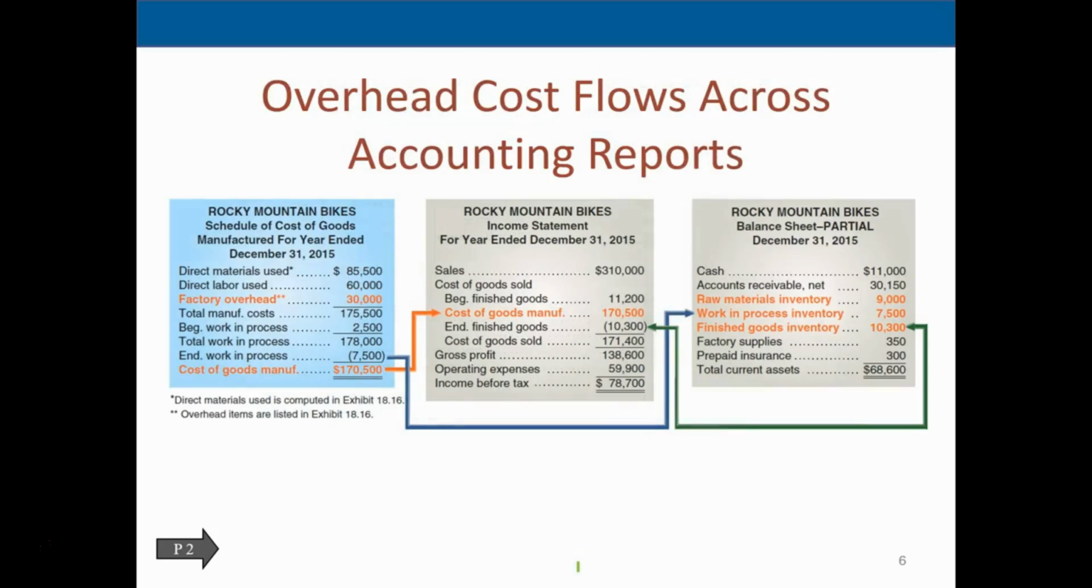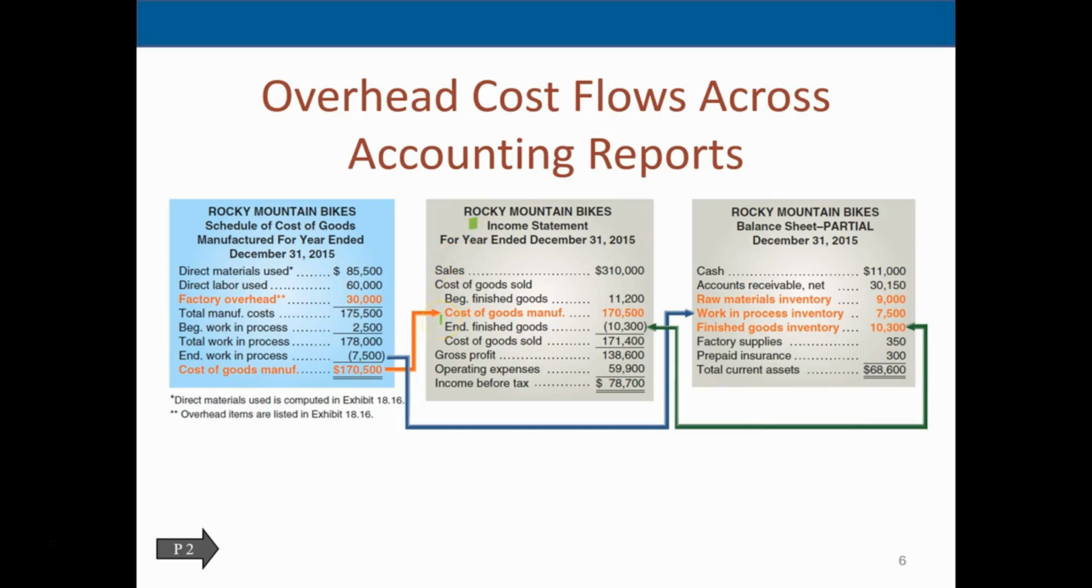So if we look at the relationship between our statements now, here's our new statement, the schedule of costs of goods manufactured, and here's direct materials, direct labor, overhead, part of inventory. Those are the three items. Then the beginning and the work in process and the ending. Cost of goods manufactured is on the income statement.